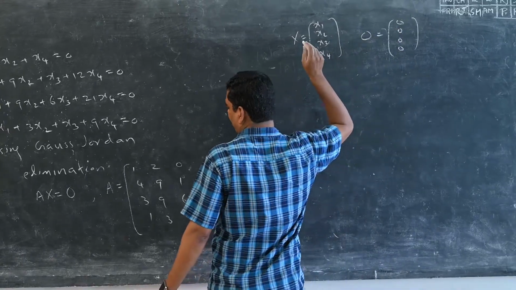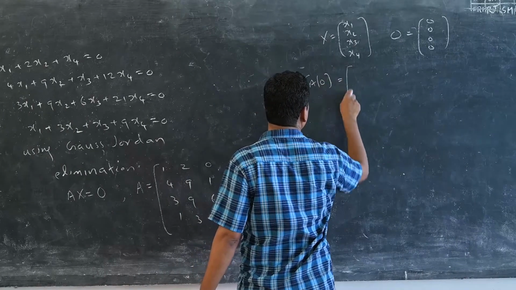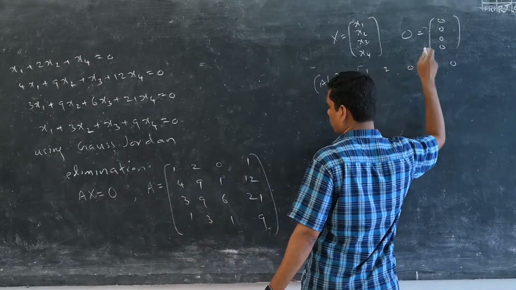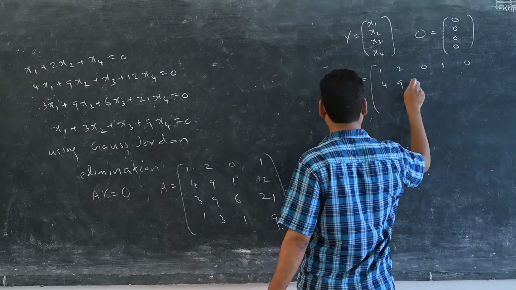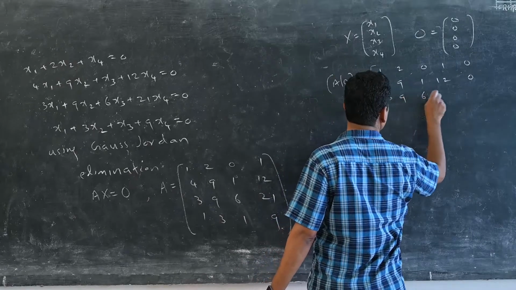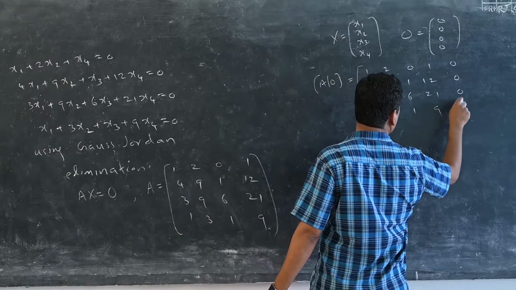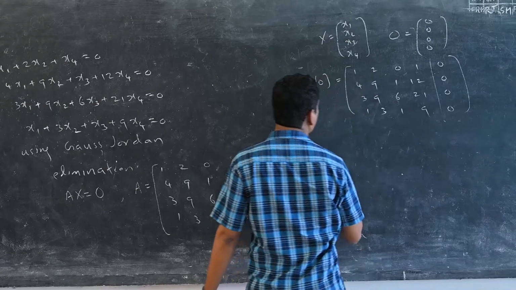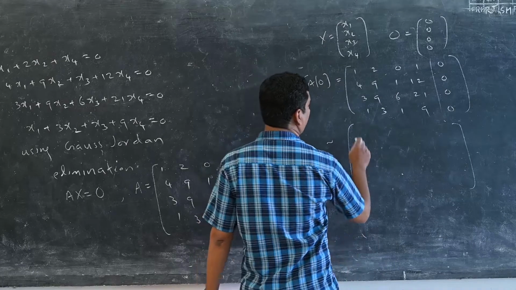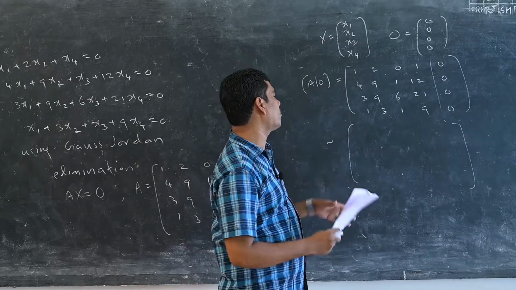Now, augmented matrix A0. Augmented matrix A0 is equal to 1, 2, 0, 1, 0; 4, 9, 1, 12, 0; 3, 9, 6, 21, 0; 1, 3, 1, 9, 0. This is augmented matrix A. Now we have to find the row reduced echelon form of this matrix. So we have to make this 4 zero, this 3 zero, this 1 zero.